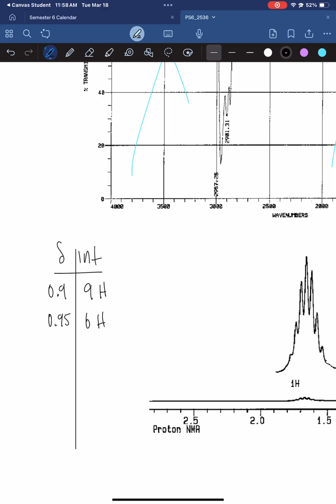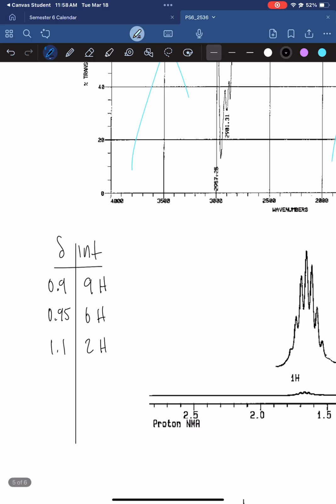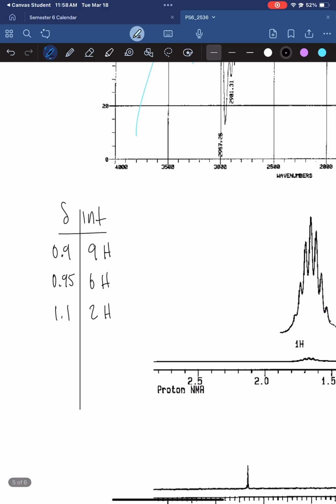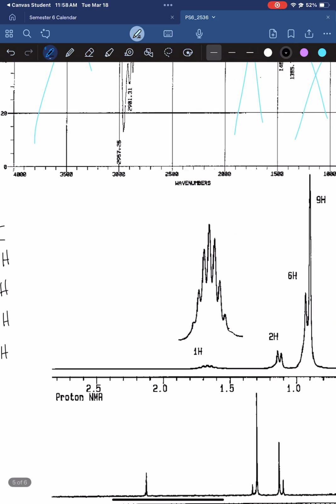Okay, now at around 0.95, there's integration of 6 hydrogens. And since it's also in that similar region, it's likely to assume that there's methyl groups down there. At around 1.1, there's going to be 2 hydrogens. This can't be a methyl group. This is probably going to be a mid piece, but let's get to that later. And around 1.7, we have an integration of 1 hydrogen. So that's probably going to be something like a mid piece as well because we have no hydrogens on alcohols to account for. So now let's propose a reasonable structure after we pause.